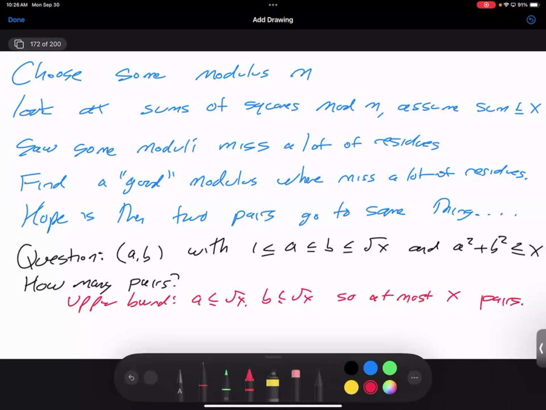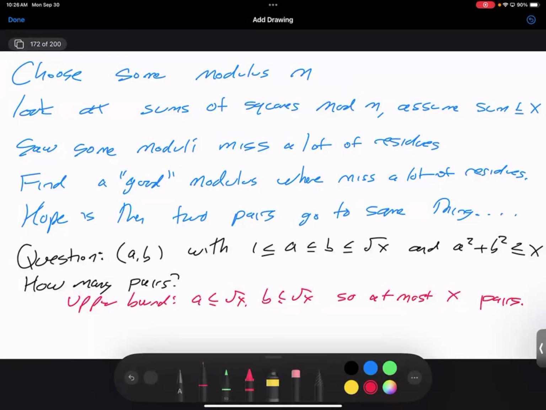We never actually proved 9 over 16. We're conjecturing. We did prove 5/8. So we know we lose at least 37.5%. If we could show, for example, that there were 60% of X pairs, 0.6 X pairs, then that would be enough to know there has to be an alignment.